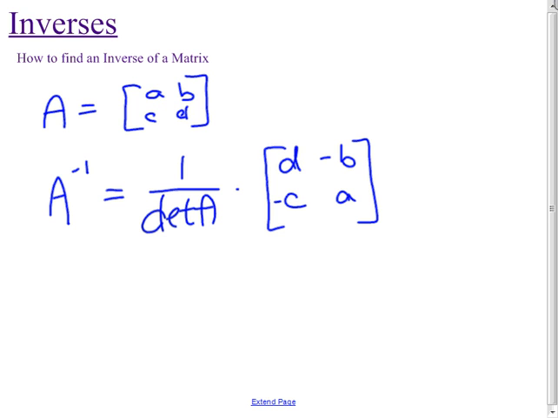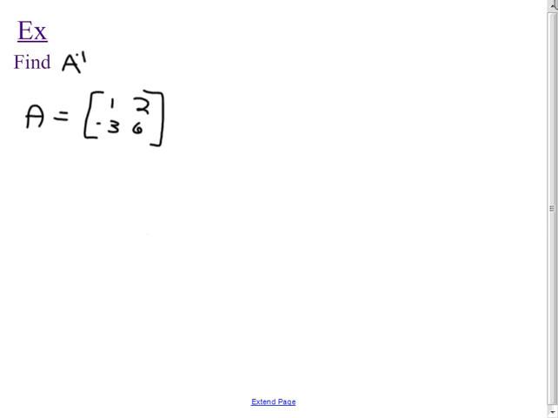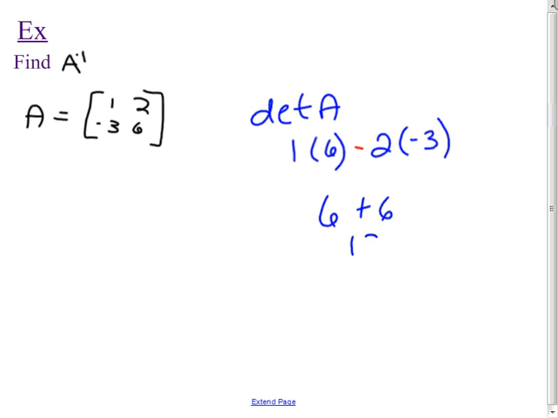So we're going to go through and practice a problem so you have practice on how to calculate an inverse. So we're going to find the inverse of A. So here's my A matrix, 1, 2, -3, 6. I want you to calculate the inverse of this. I need to find A inverse. So to start, I need to find the determinant of A. Well, 1 times 6 minus 2 times -3, which gives me 6 plus 6, so it's 12. So my determinant of A is 12.